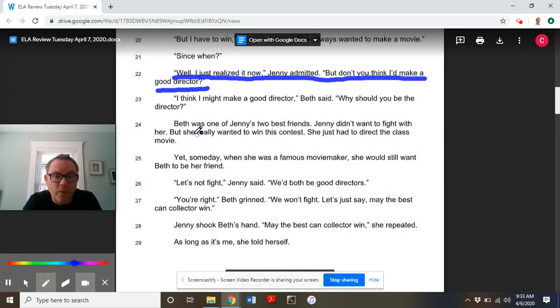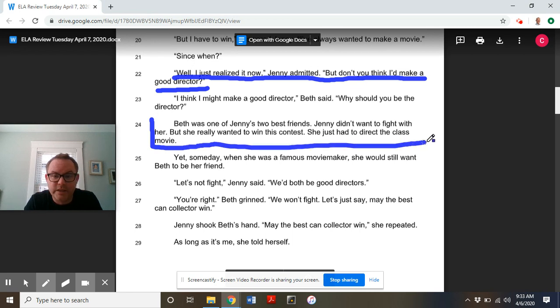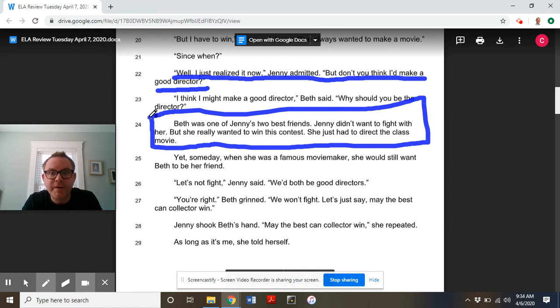Right here, after all that wonderful dialogue in paragraph 24, it says, "Beth was one of Jenny's two best friends. Jenny didn't want to fight with her, but she really wanted to win this contest. She just had to direct the class movie." She didn't want to fight with her. Okay.